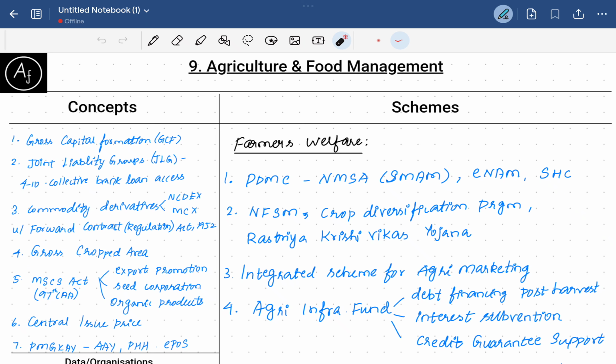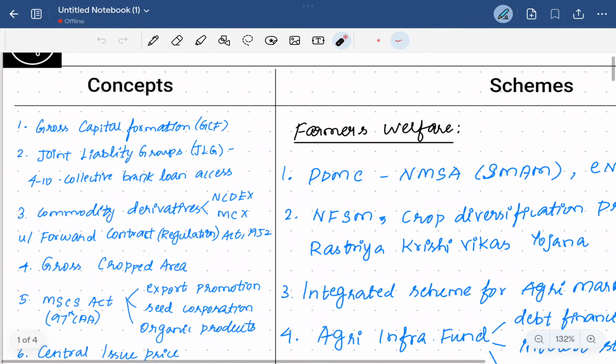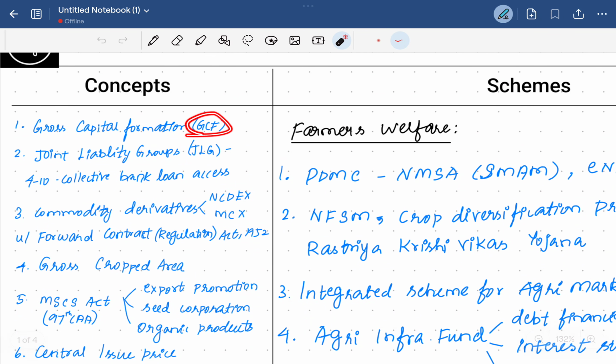In the series of economic survey, today we are going to see the ninth chapter, that is agriculture and food management. Let's directly get into the concepts. Firstly, the gross capital formation, which you have already studied in the national accounting.